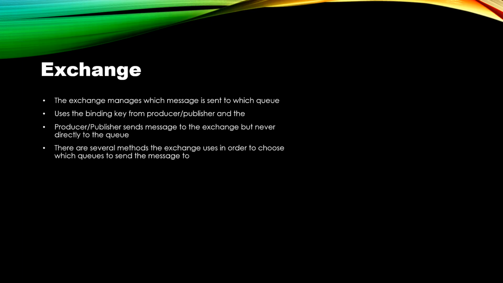And then we have the exchange. The exchange manages which message is sent to the queue, like I said earlier, to which queue precisely. It uses the binding key, and the producer-publisher will be able to send a message to the exchange, but it never goes directly to the queue. It's up to the exchange to discern which queue the message will be sent to. There are several exchange methods, which we'll get to momentarily.